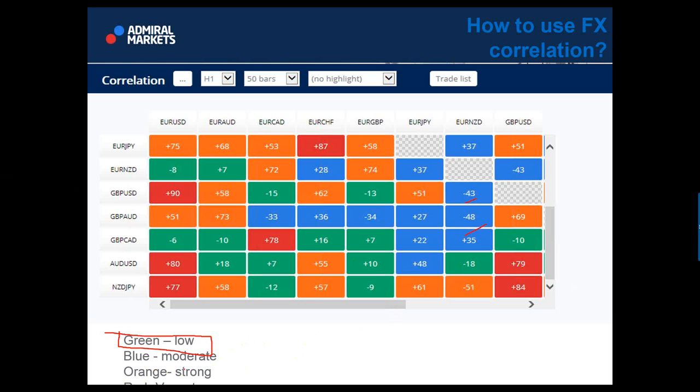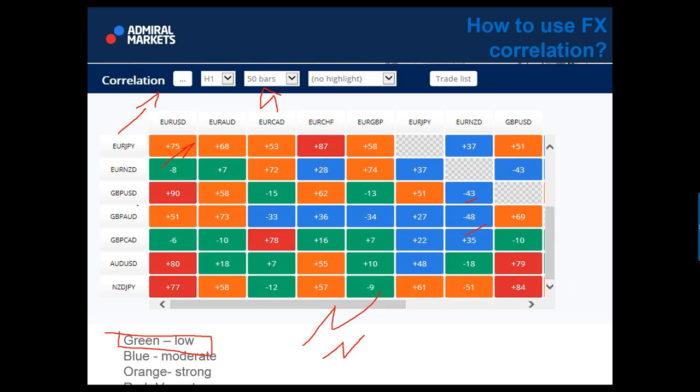Then orange is strong correlation. Usually strong correlation means that the pairs will, most of the time on intraday charts, because we need to put 50 bars here in the settings, move in the same direction. For example, Euro Yen and Euro GBP. Euro Yen goes up, Euro GBP will go up, not in the same number of pips as Euro Yen. Maybe if Euro Yen goes 50 pips, Euro GBP will go 25 pips, but in the same direction.